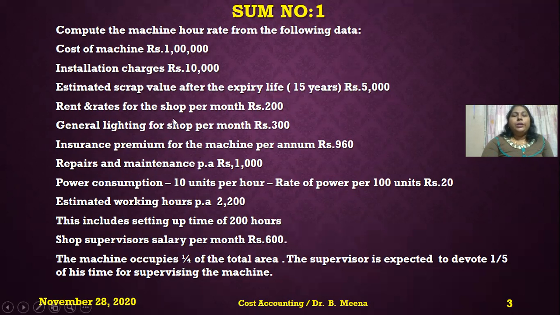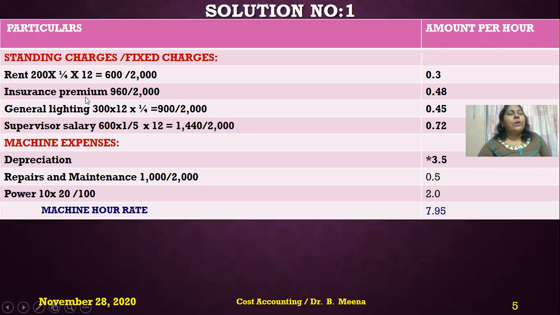So 200 into 1 by 4. That gives me the rent and rates per month. Okay, then I have to convert for 1 year, into 12, then divide by how many hours? 2000 hours. So that's what I posted here. Just look into that. 200 is for the whole shop, so into 1 by 4.